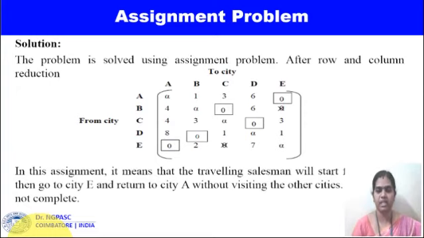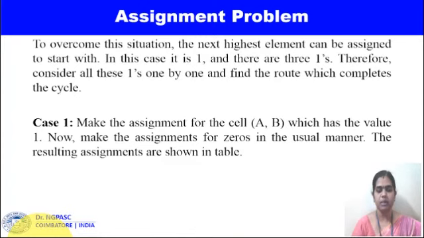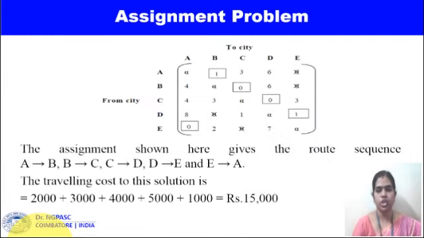In order to satisfy the traveling salesman condition, I need to make the proper sequence of visiting all the cities. So in case 1, I choose another minimum value, which is 1 in the first row, and assign for that row. After doing the assignment this way, I get a sequence: from A to B, B to C, C to D, D to E and E to A, which means I visit all the cities and come back to the city where I started. So this condition satisfies the traveling salesman. Now we can calculate the traveling cost by adding the corresponding elements in the given question, and the cost of traveling is 15,000.